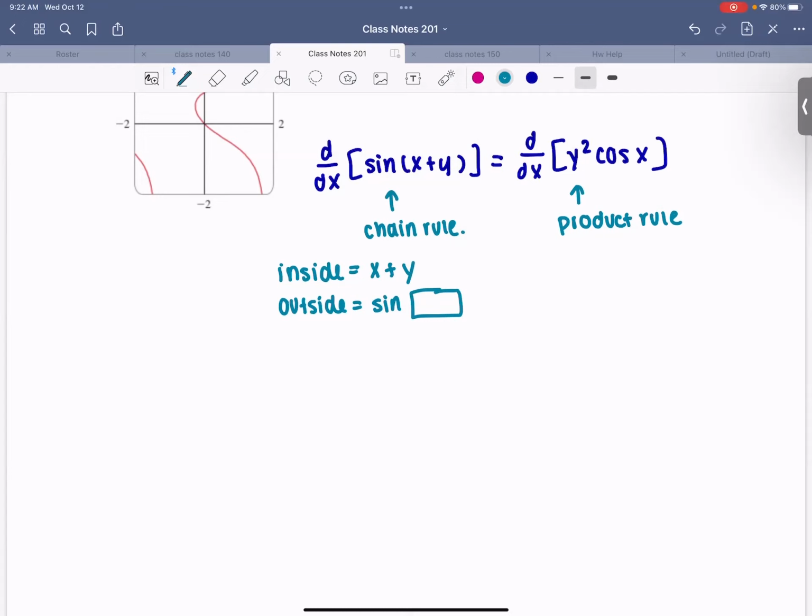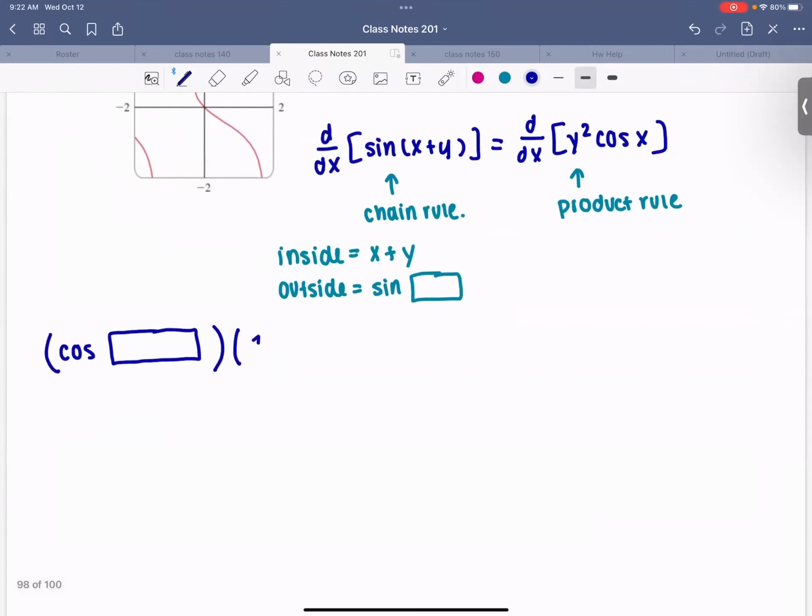Okay. Now, when I find this derivative, I'm going to take the derivative of the outside first. What's the derivative of sine? Cosine of whatever's on the inside, right? And I'm going to multiply that by the derivative of the inside. What is the derivative of x plus y? Good. 1 plus dy dx. Okay. Everyone good with the derivative on the left? Okay, I have to put the inside in this box, right? x plus y. But it looks like the derivative on the left is all good.